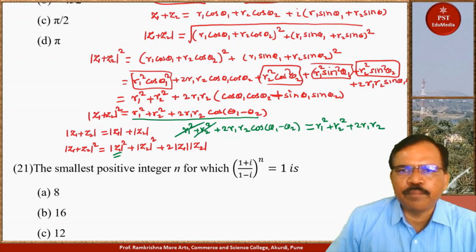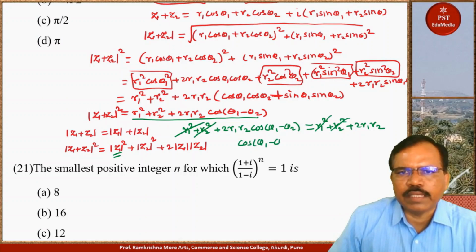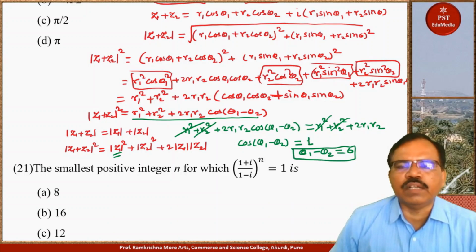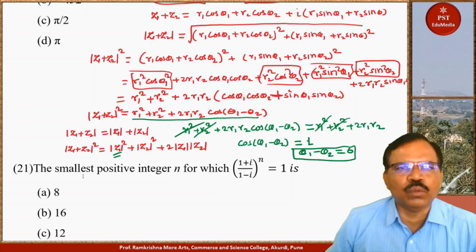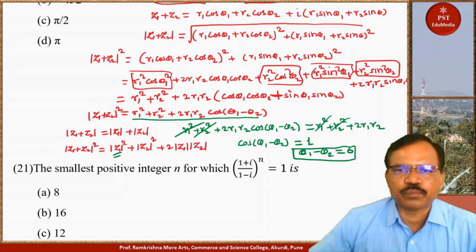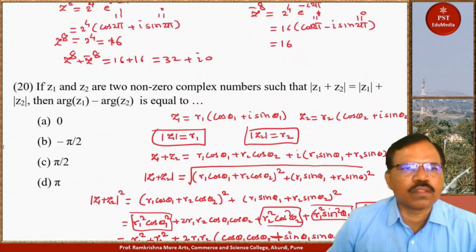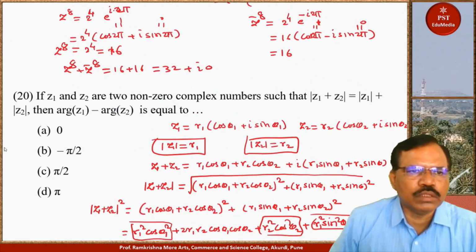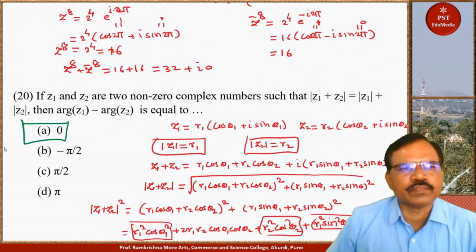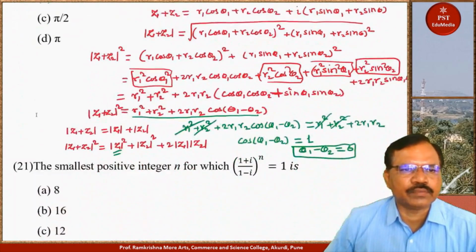If we compare these, we get cos of theta 1 minus theta 2 is equal to 1. So this gives theta 1 minus theta 2 is equal to 0. So argument of Z1 minus argument of Z2 is equal to 0. So this first one is correct.